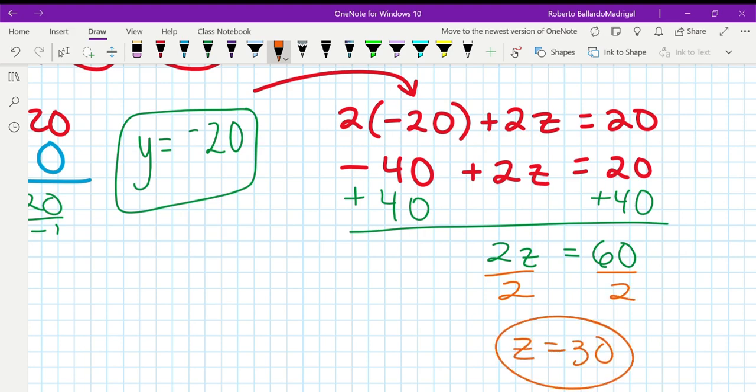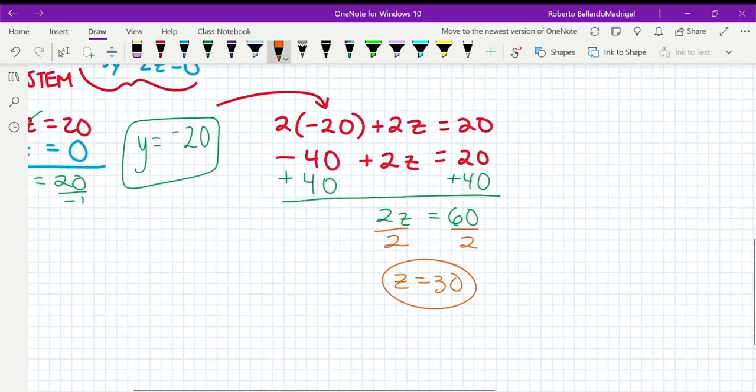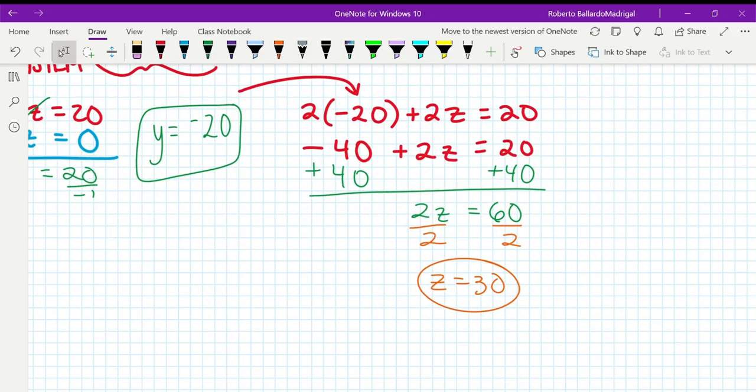Great. Now we found two of our variables. Now we know y and we know z. y is negative 20, z is 30.